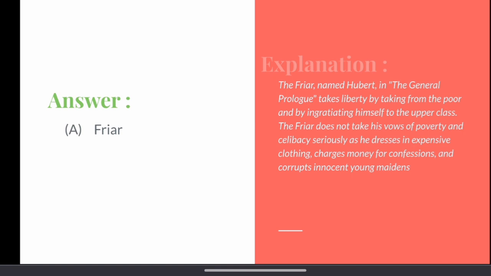The friar is acting against his profession, against his duties. He is also a corrupt man, and Chaucer again, as we have seen in the earlier characters, is critiquing the job of the friar. Okay, moving on to the next question.